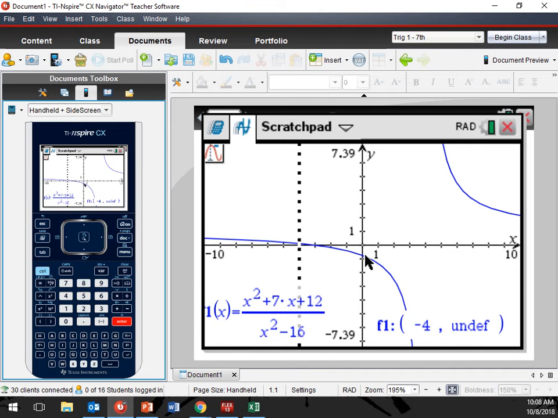Now let's take a look at the other one. You said +4, so hit +4, hit enter, also undefined. Okay, there's my asymptote. The limit as x approaches 4 from the left goes to -infinity. The limit as x approaches 4 from the right goes up to +infinity.